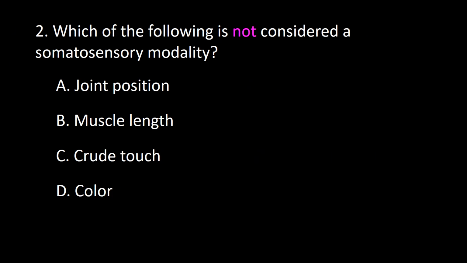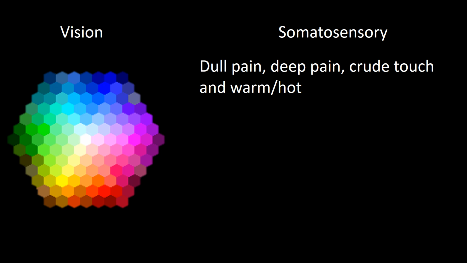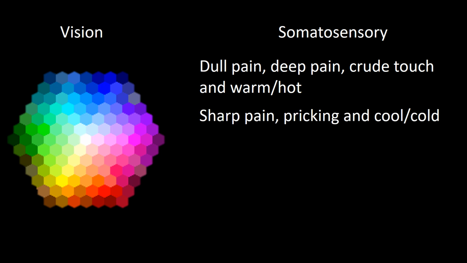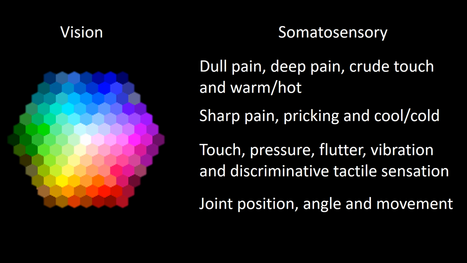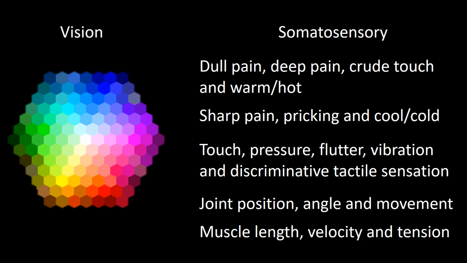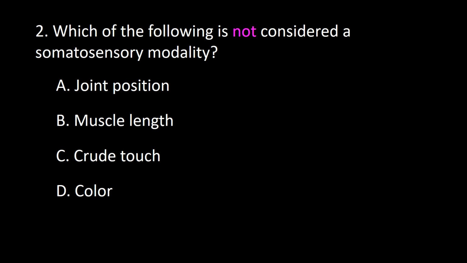Next question. Which of the following is not considered a somatosensory modality? A. Joint position. B. Muscle length. C. Crude touch. D. Color. The modality of vision is color: green, blue, red, etc. Somatosensory modalities include dull pain, deep pain, crude touch, and warm and hot, sharp pain, pricking, and cool and cold, touch, pressure, flutter, vibration, and discriminative tactile sensation, joint position, angle and movement, and muscle length, velocity, and tension. So the answer to this question is D.